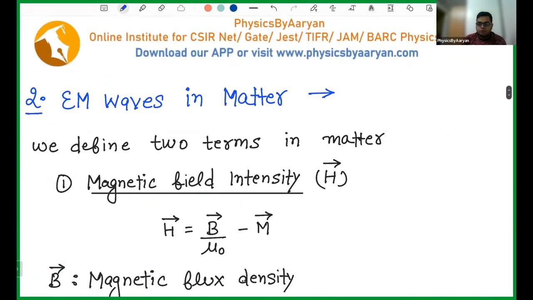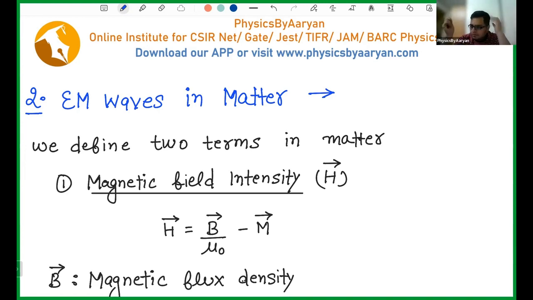Now I want to shift to something which is not an extremely important topic, but questions have actually come in the exam. You can see the questions in the exam and we cannot leave this topic. And that topic is electromagnetic waves in matter. So now you are not moving in free space. Now your waves are inside matter. Whenever you are in matter, materials can be of two types. One is magnetic material, one is insulating material.